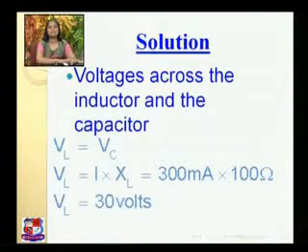So VL is equal to I into XL. Value of current is 300 milliampere and value of XL is 100 ohm. So your voltage across inductor is equal to 30 volts. Same voltage is available across capacitor. So VC is equal to 30 volts.